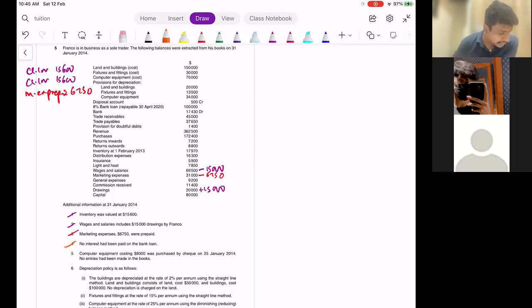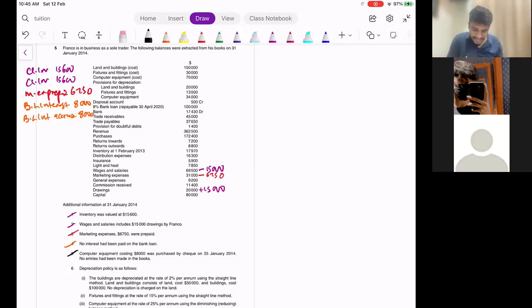Next one, no interest has been paid to the bank. No interest paid means we need to calculate how much is the interest. This one you didn't do. So your bank loan is 100,000. Interest is 8%. 100,000 times 8%, I get 8,000. So the 8,000 is the interest. You don't have any interest here. So create a new one. Bank loan interest accrued 8,000. If you don't understand, please ask me.